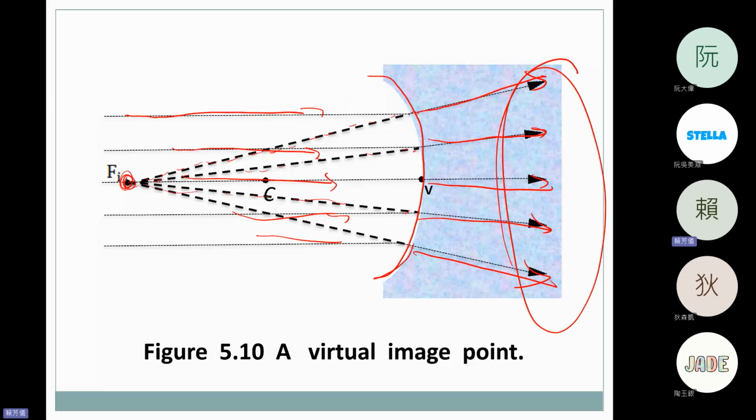Okay, but there is no real light focusing here. No real light converges at this point. So this is a virtual image point here, because the real light already diverges. Just backward it will converge at this point.